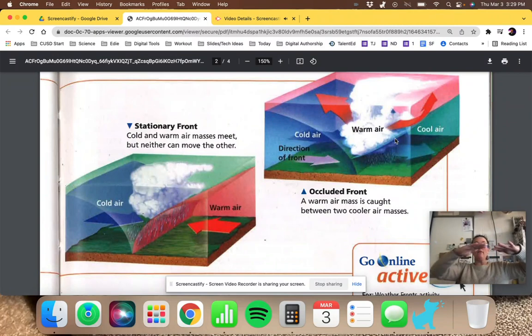Going down to our other two fronts here, we have a stationary front. It's interesting. It's when you have a cold and a warm air front that meet, but neither one is really moving faster, and so they sort of have a standoff. It's stationary. And again, the warm air will eventually be pushed up and you'll get cloud formation and storms. And then an occluded front is where you have a cold air mass and a warm air mass, and then another cold air mass comes in and pushes the warm air mass up, and you get some storms in there as well.